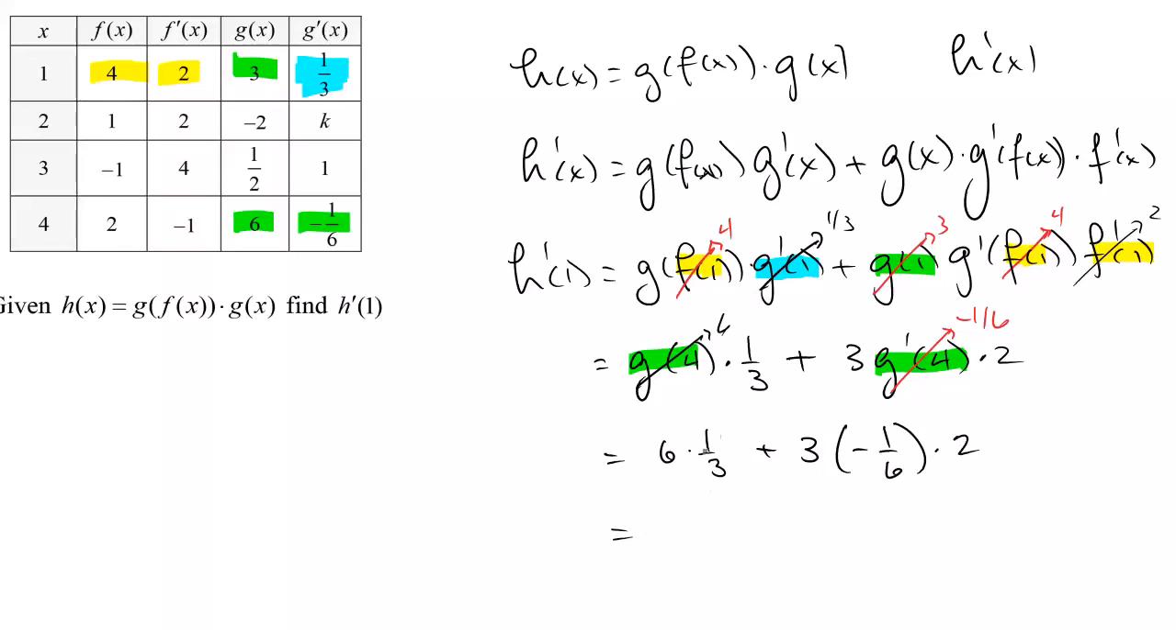So now we have 6 divided by 3, or 6 times 1/3, gives us a value of 2, plus 3 times -1/6 times 2, minus 1, and the solution to this problem turns out to be 1. Great problem. I enjoyed writing this one.